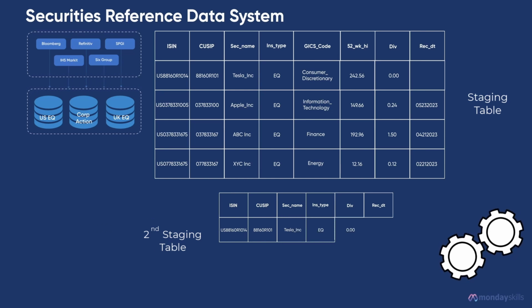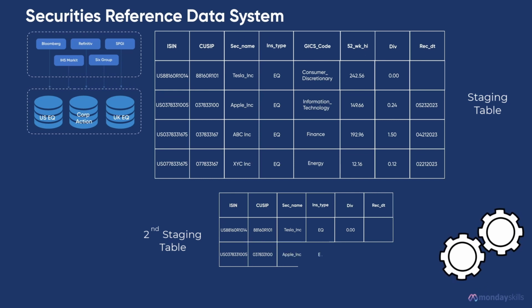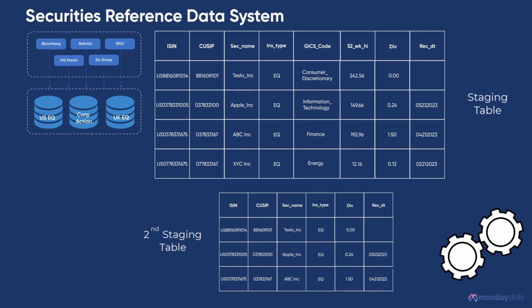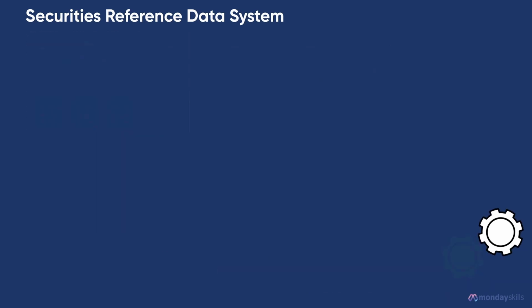As new files come in during the day, the system would check for updates to any of the attributes to securities of interest. If the securities of interest file has any new security added to it, then a new record is created in the second staging table and the data for this security is updated.